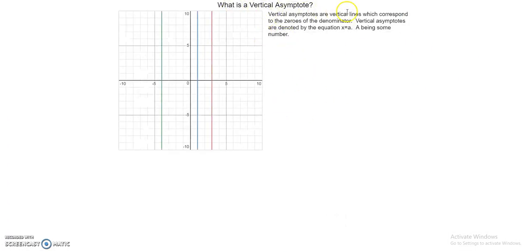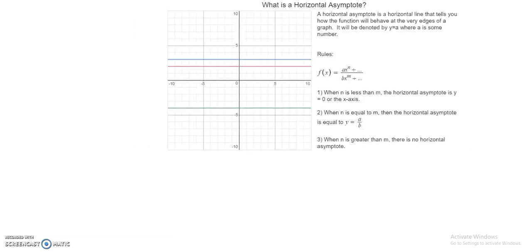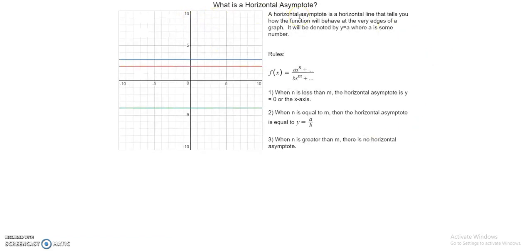One is a vertical asymptote, which I have a definition here, and I plotted 3 points just to see what a vertical asymptote is. Then we're going to look at horizontal asymptotes, which have the definition. The horizontal asymptote comes with 3 different rules that work with exponents of the numerator and the denominator.